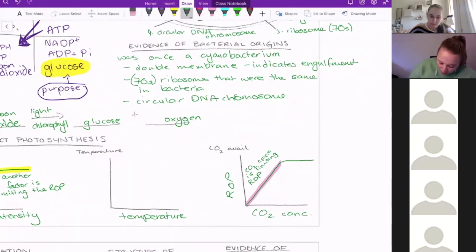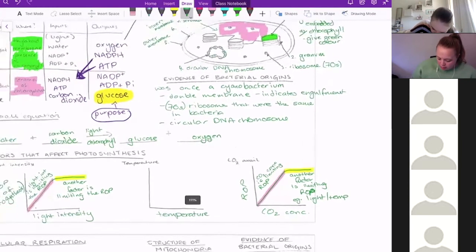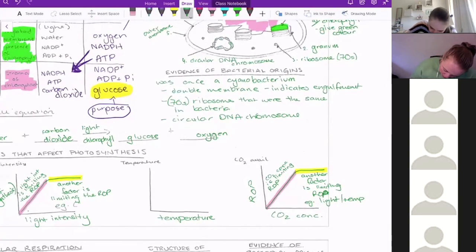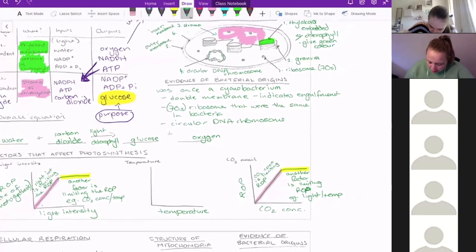It does this plateau. And the reason it plateaus, even though you keep increasing your carbon dioxide concentration, giving it more and more, is because another factor is limiting the rate of photosynthesis. This could be, for example, light or temperature. With this one, back here, it could be, for example, CO2 concentration or temperature. So can you see how the light intensity graph and the carbon dioxide graph are exactly the same? All you have to do is look at what's on your x-axis, and that'll help you with those.